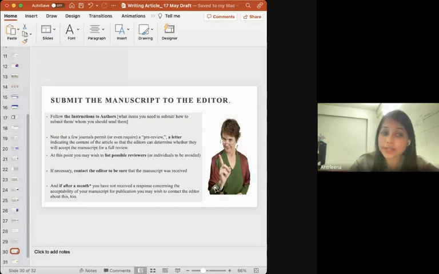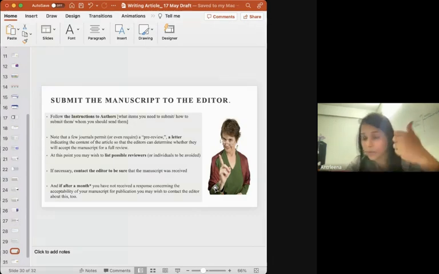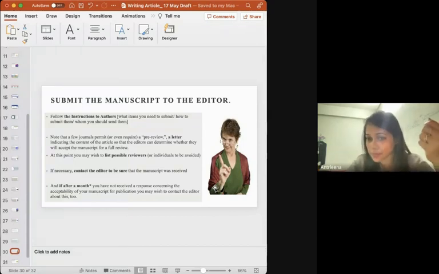Yes. Now, submitting the manuscript to the editor. I've already told you this. Follow the author instructions again, because there are many instructions. If you publish with Taylor and Francis Routledge, you'll see that there are n number of instructions, and they're also varied. It's not that all Taylor and Francis journals follow a similar pattern. So read it properly.